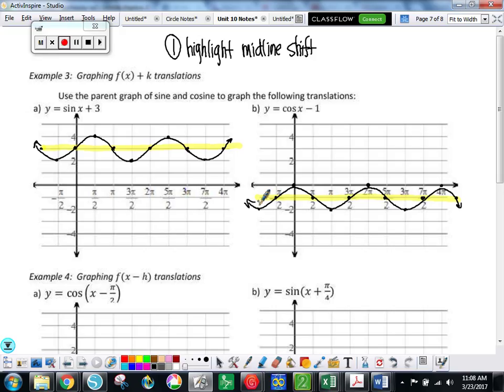All right, let's try the next one. Now we're going to do the horizontal shifts. So when you're moving things around, the first step is to highlight any midline shifts. The second step would be to highlight the period.